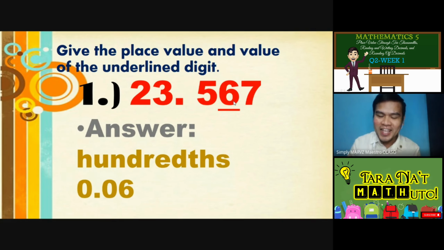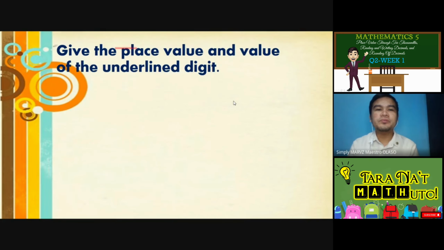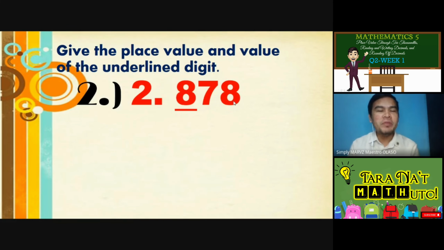Did you understand? Let's have the second example. What if we have the number 2 and 878 thousandths? So 8 represents tenths, 7 represents hundredths, 8 represents thousandths. Just take note of the order of the place value. We have tenths, the first, the second, hundredths, thousandths, the fourth one, ten-thousandths. Okay? Just follow the order.